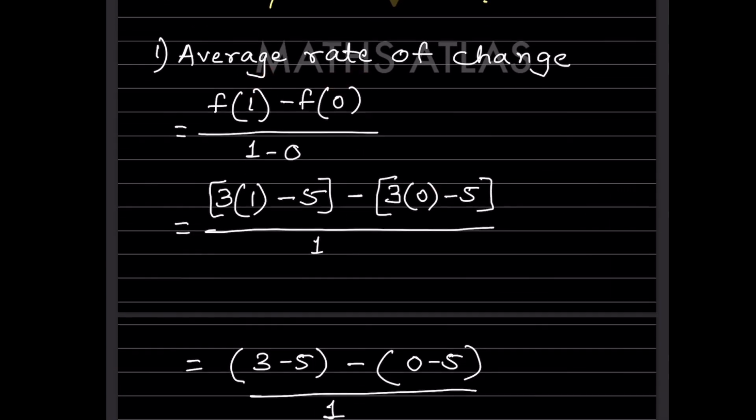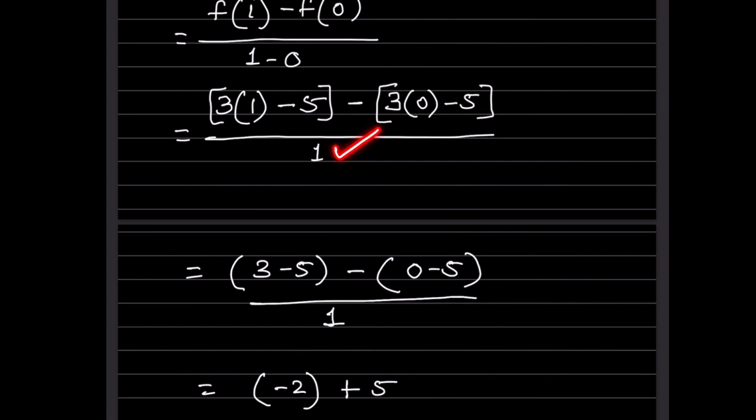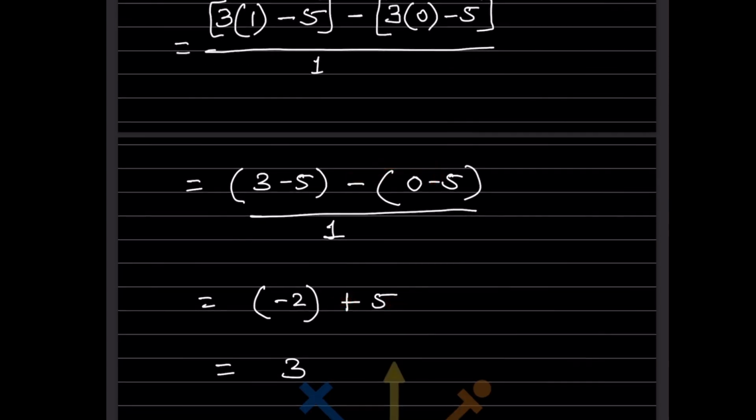So now what will you do here? This is going to be 3 minus 5, and this is going to be 0 minus 5. So this will be divided by this 1. So this is going to be minus 2, and this minus minus becomes plus 5. So minus 2 plus 5 is going to be 3.